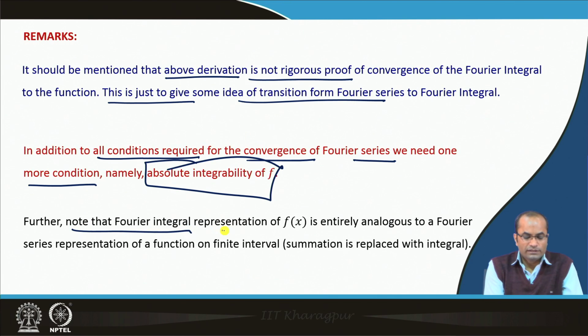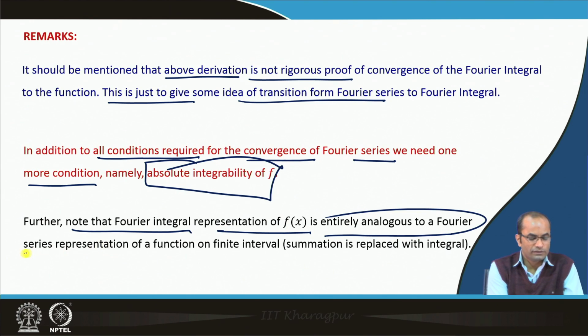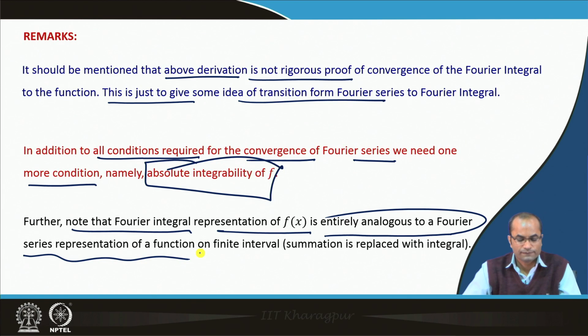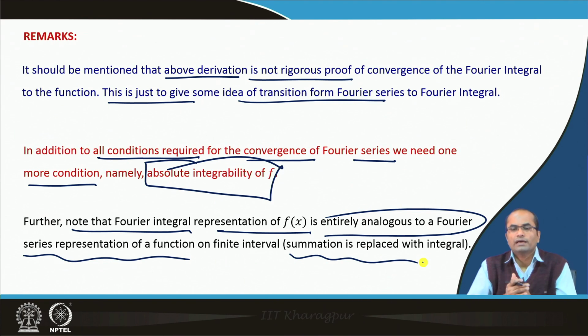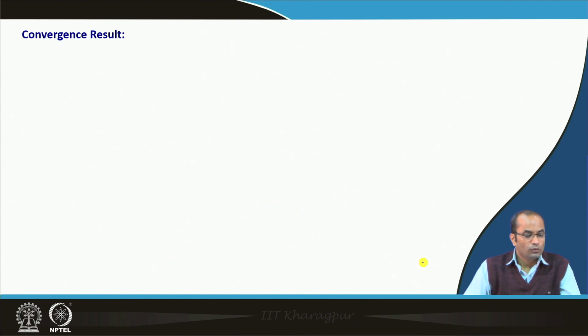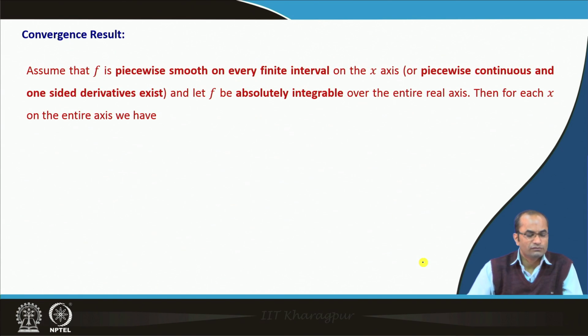And note that this Fourier integral representation of f is entirely analogous to the Fourier series representation of the function, which was defined on a finite interval, and now we are talking about an infinite interval. There the summation is replaced by the integral, otherwise the structure of the integral representation is analogous to what we have for the Fourier series representation.